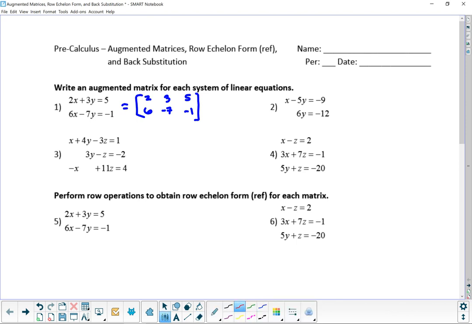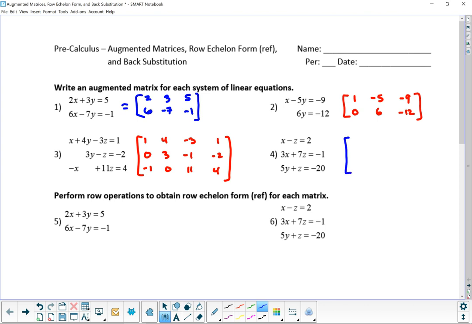Number 2, this one should look like 1, -5, -9, 0, 6, -12. Okay, number 3, this is going to be an augmented 3x4 matrix. So 1, 4, -3, 1, 0, 3, -1, -2, -1, 0, 11, 4, right?